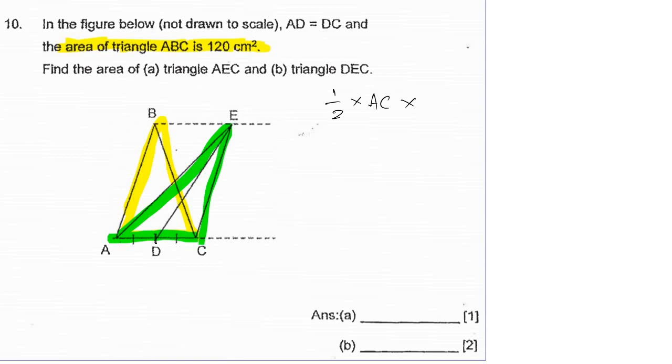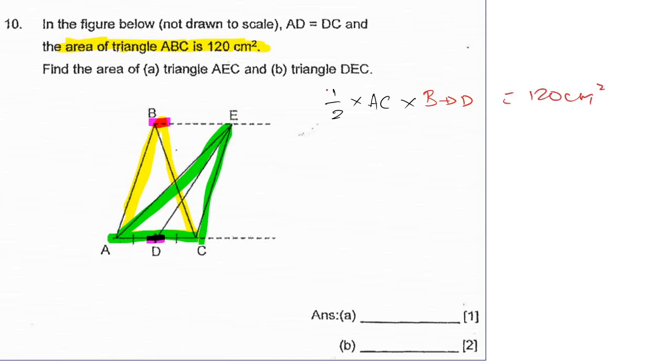The height is from here. The height is over here, right? Wait. The height is from this point to this point. Am I right? So I say height is, let me put B to D. Correct? So this is 120 centimeters square.